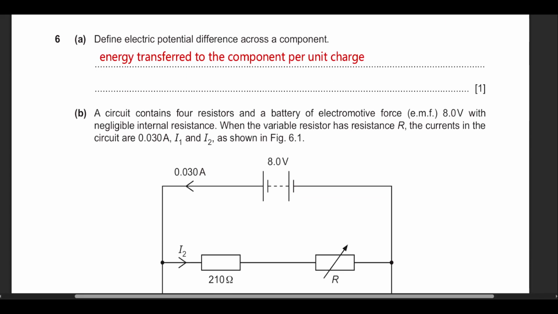Let's move on to question number 6. It says, define electric potential. We understand how that works. It's energy transfer to the component per unit charge, because if you remember, voltage equals work done by charge. This is joules per coulomb, right?